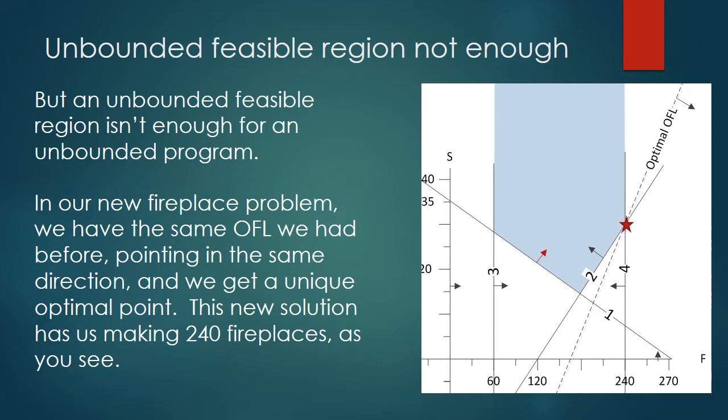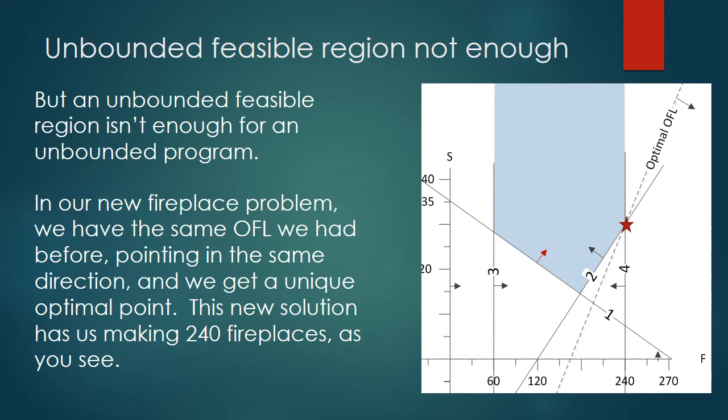I've shown you the optimal OFL for this problem. Its arrow is pointing down and to the right, so the line that I'm looking for is as far down in that direction as you can get. And in fact, the line that I've drawn is such a line. The feasible region goes on forever, but I have no interest in going on in that direction. This is an unbounded feasible region, but a bounded program.